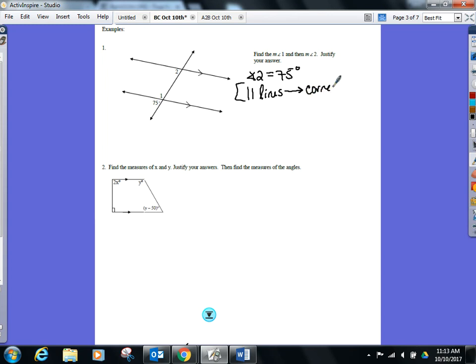Corresponding angles. What do we know if the lines are parallel? Those corresponding angles are congruent. There you go. There's our justification. And get used to that because that's what we're going to write in the proof tomorrow in our reasons column. Okay, so we found 75 for Emily's angle 2. Now looking for angle 1.